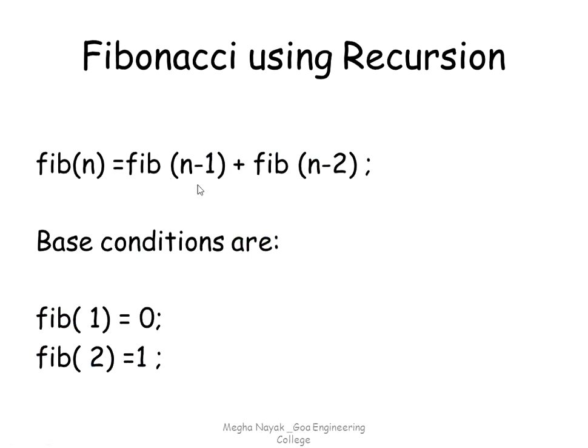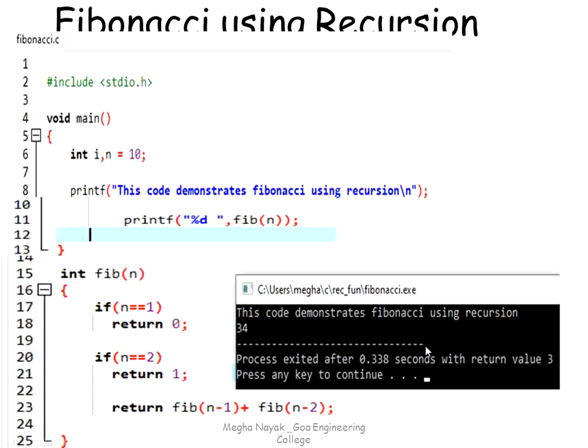I will be using fib of n minus 1 plus fib of n minus 2. And here the base condition is that fib of 1 is 0 and fib of 2 is equal to 1. That is, if n equal to 1, return 0. If n equal to 2, return 1. So you will have to play with your base cases exactly in the same fashion.